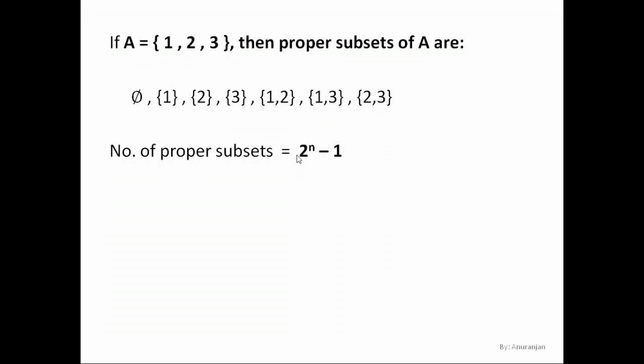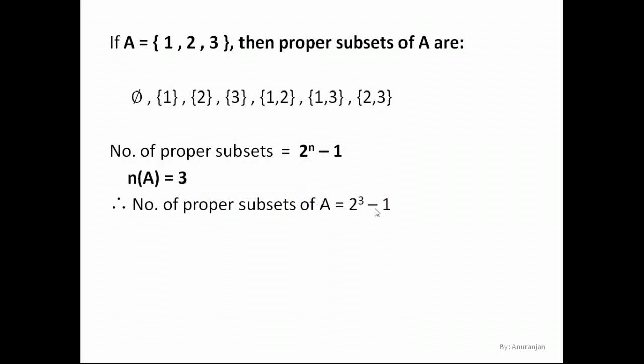n, which means the number of subsets, minus 1, which will give you the number of proper subsets. So here in this set, the number of elements, a cardinal number is how much? 3. So 2 to the power n means how much it will be? 2 to the power 3 minus 1, and 2 to the power 3 is equal to 8 minus 1, that will give you 7 proper subsets. And we just now counted that there were 7 proper subsets, right?